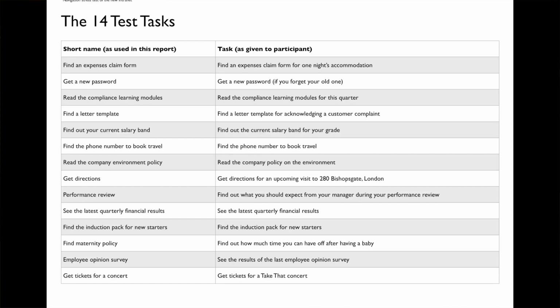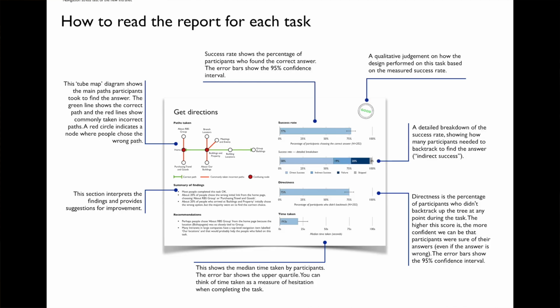Imagine the left-hand nav with nothing else at all, and people needed to click within that to work out where they would answer these particular tasks. So we had tasks like find an expenses claim form. The way we gave that to the participant was find an expenses claim form for one night's accommodation, and then they had to go through this skeleton-based navigation system and tell us where they would find it.